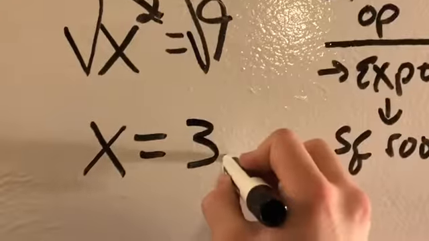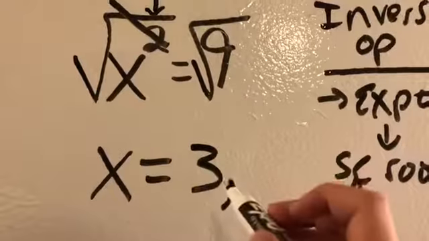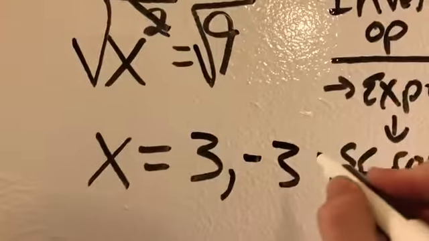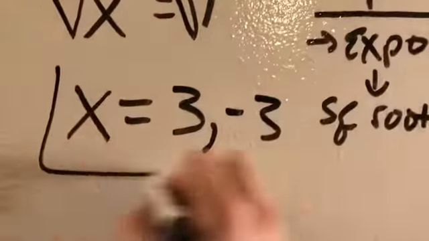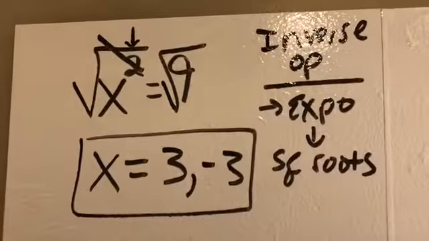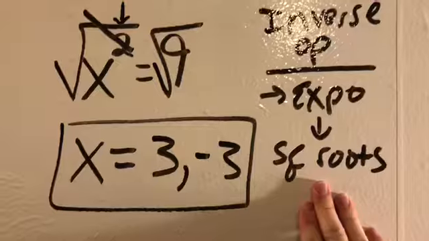But there's also another answer. Whenever we deal with square roots, logically, we know positive 3 times positive 3 is 9, but negative 3 times negative 3 is also a positive 9. So we have 2 answers this time when you use your new inverse operation. When we see x squared, we're going to use square root as our inverse.